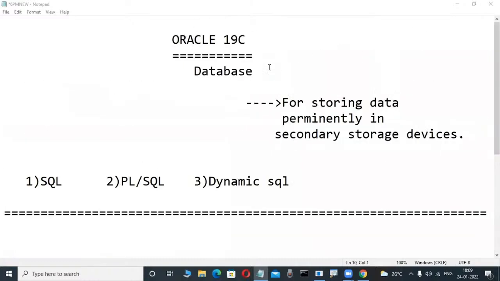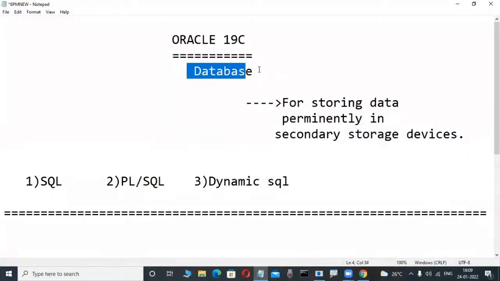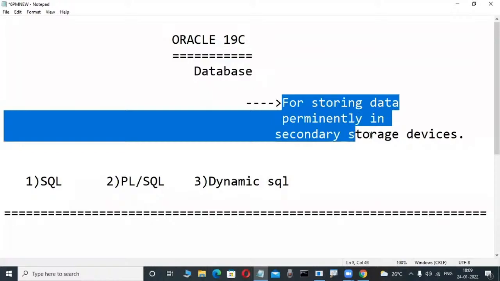Concentrate here. Anybody not attending the previous classes, don't worry. Simple. Oracle is a product from Oracle Corporation. 19c is a version. Don't worry. This Oracle is a database product. Previous class notes, just for idea purpose, for newcomers. What is the purpose of this database product? For storing data permanently in a hard disk.